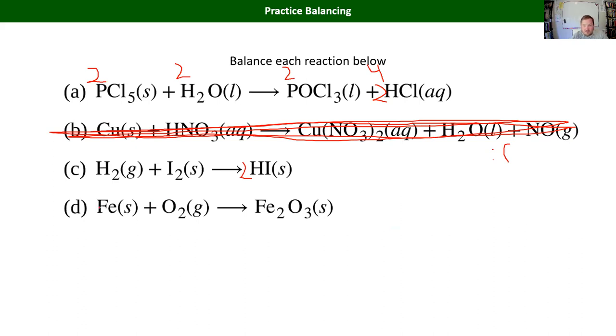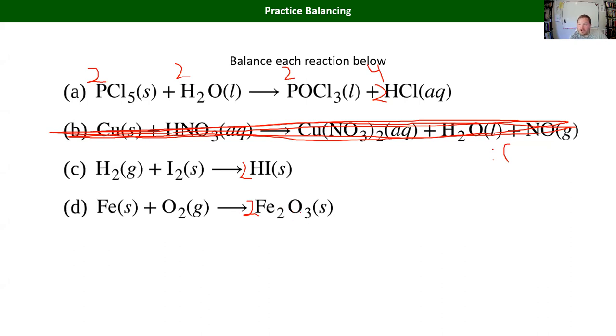So, iron and oxygen. So this is iron metal reacting with oxygen gas. This is iron rusting. If iron reacts with oxygen to make iron 3 oxide, well, we know we can't make an odd number of oxygens from oxygen gas, right? So that means we know right off the bat, there has to be a 2 here. Because we're limited to only having even numbers of oxygens. So we need to make sure we have an even number of oxygens on both sides.